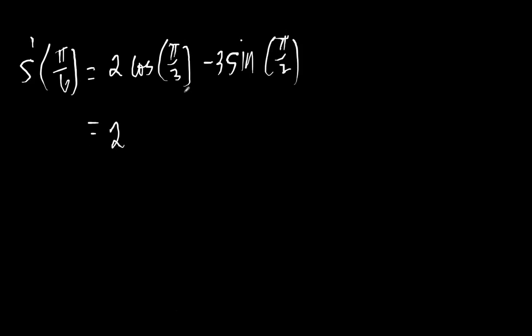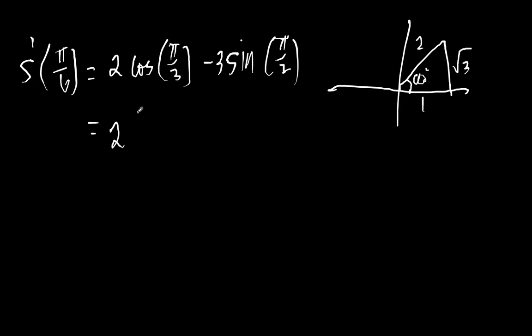So what is cosine pi over 3? Again, we're going to use the unit circle. Pi over 3 is equivalent to 60 degrees. If the hypotenuse is 2, the adjacent side is 1, and the other side is square root of 3. Therefore, cosine pi over 3 is adjacent over hypotenuse, which is 1 over 2. I hope you can already solve this directly without the triangle. So we have square root of 3 over 2.